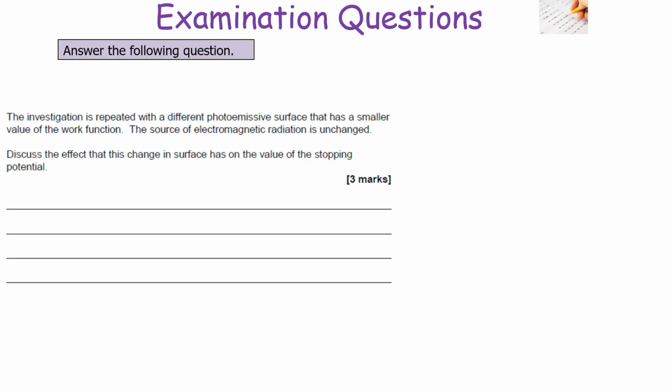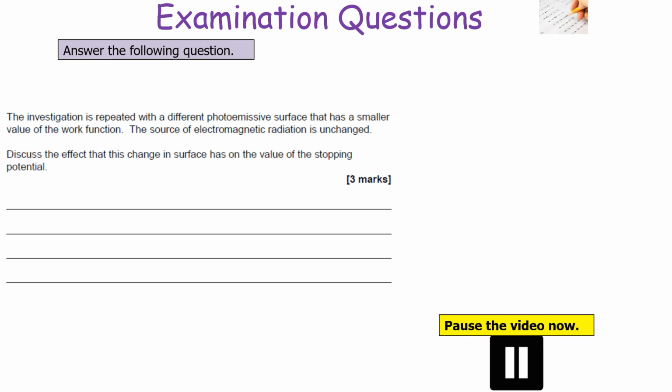The next question says the investigation is repeated with a different photoemitter surface that has a smaller value of the work function. The source of electromagnetic radiation is unchanged. Describe the effect that this change in the surface has on the value of the stopping potential. So pause the video now, then unpause the video when you want to go through your answer.